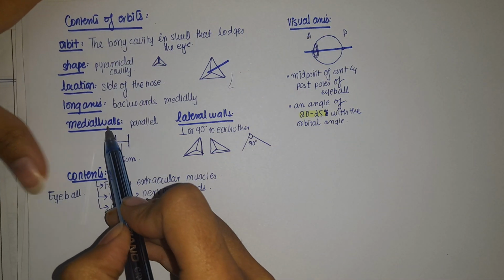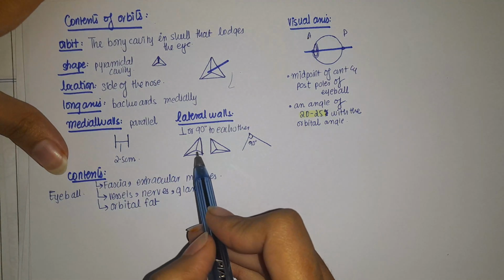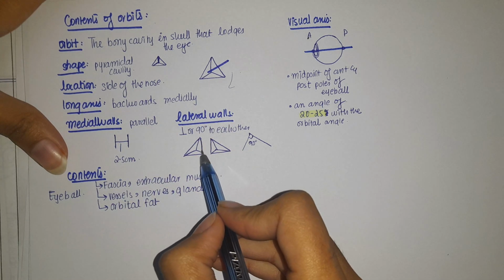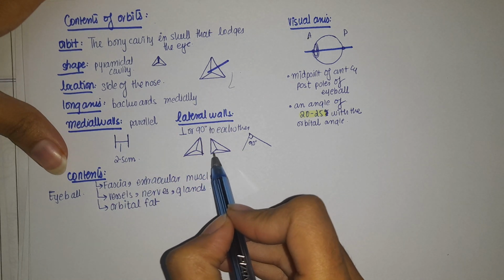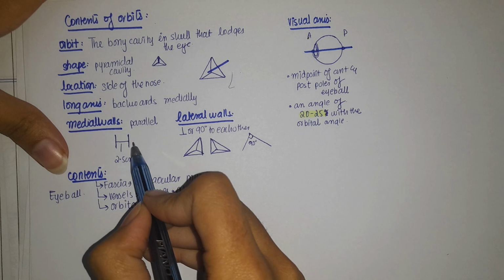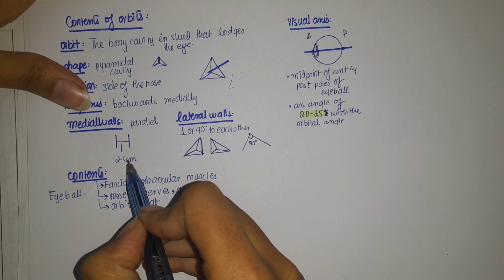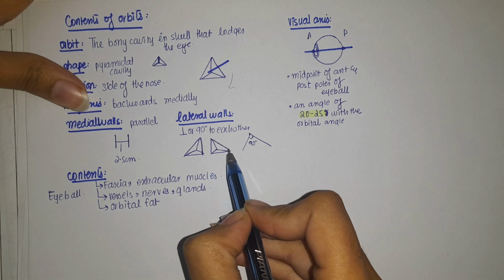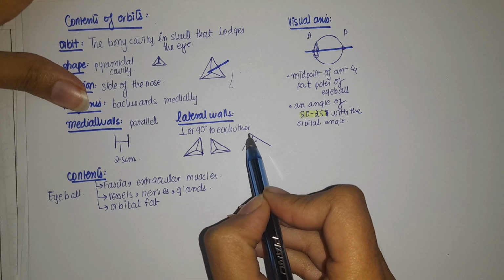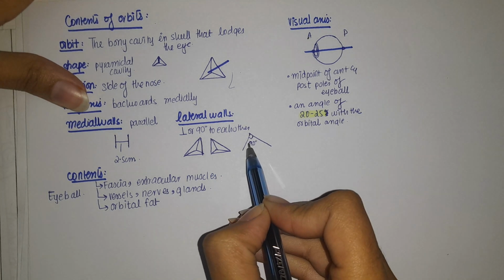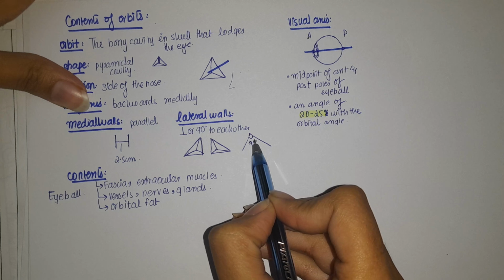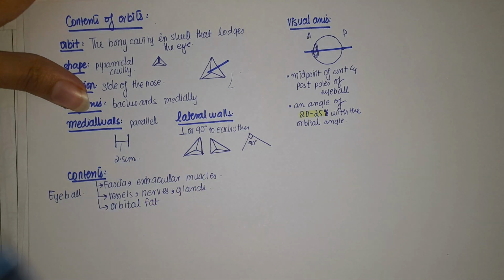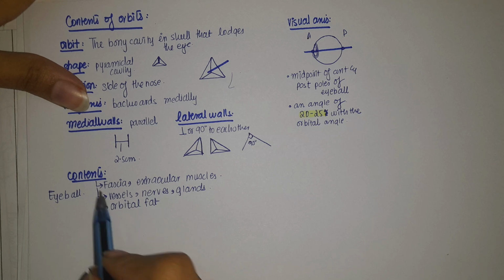Now if we talk about the medial walls of these bony orbits, the two walls are parallel to each other, and the distance between them is 2.5 centimeters. But when we talk about the lateral walls, that is this wall and this wall, and we plot these two walls like this, we can find an angle of 90 degrees between them. So the lateral walls are perpendicular to each other, or have an angle of 90 degrees with each other.